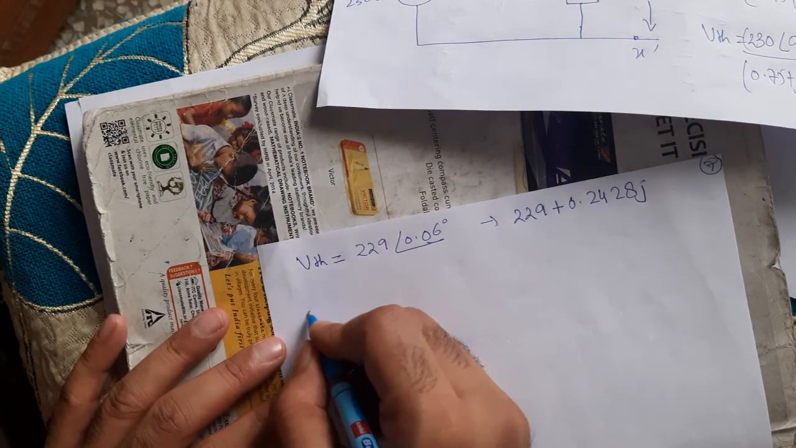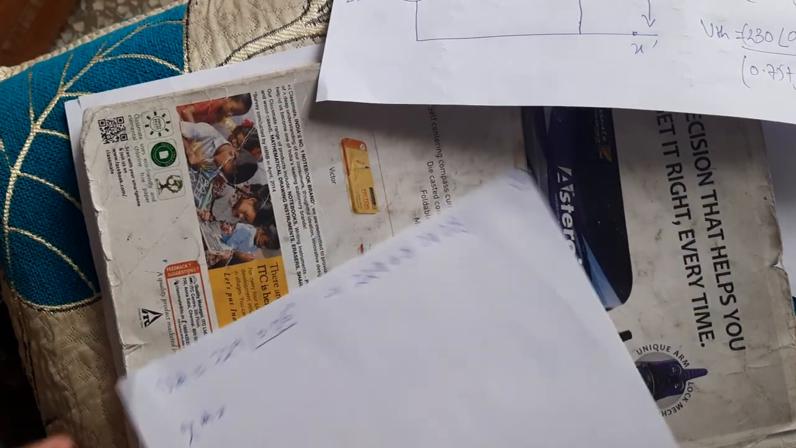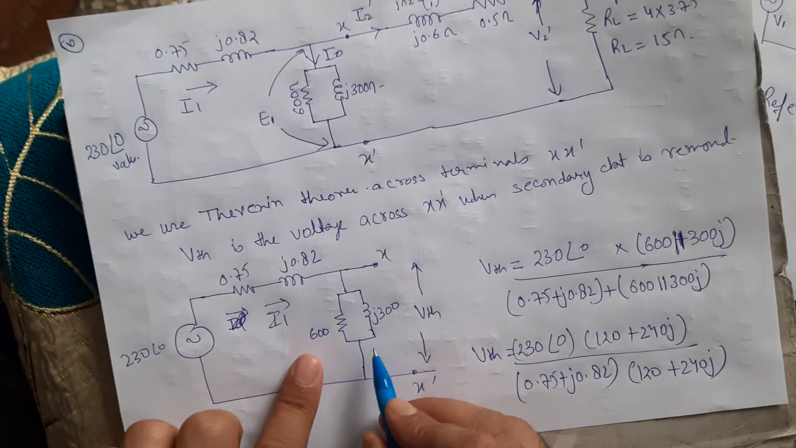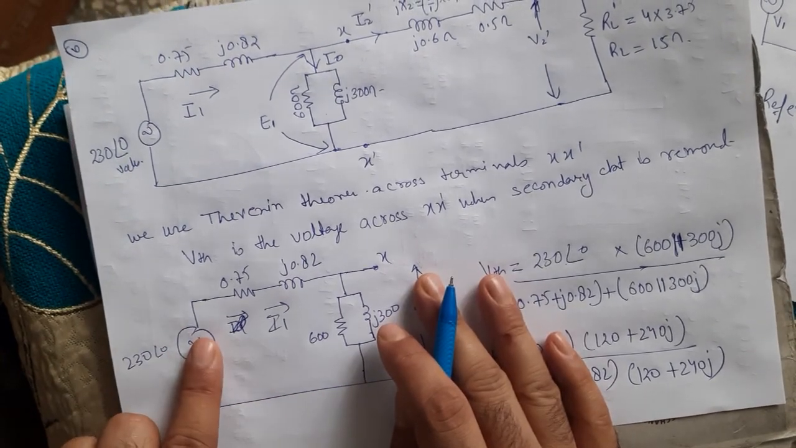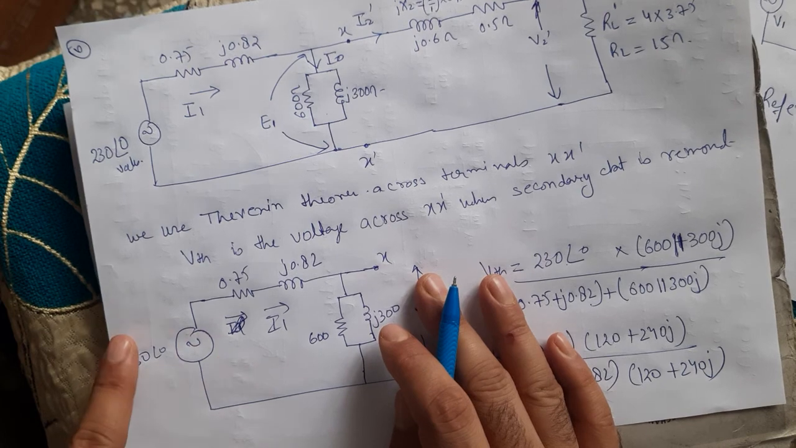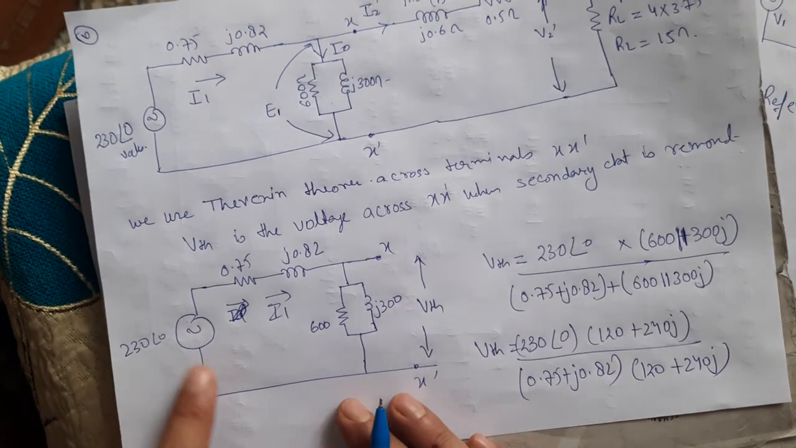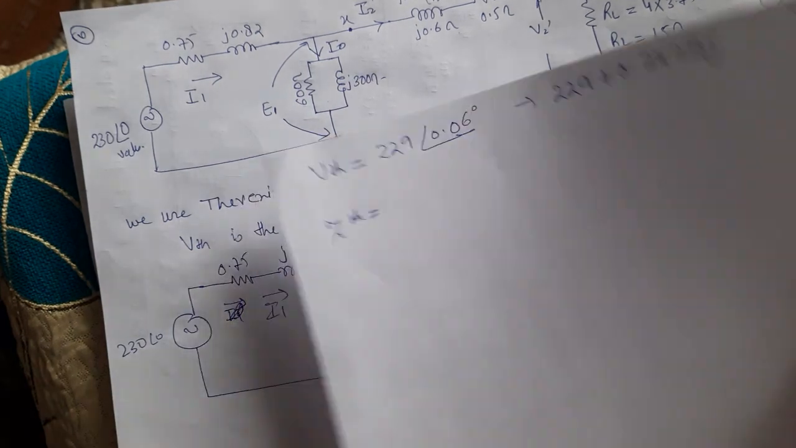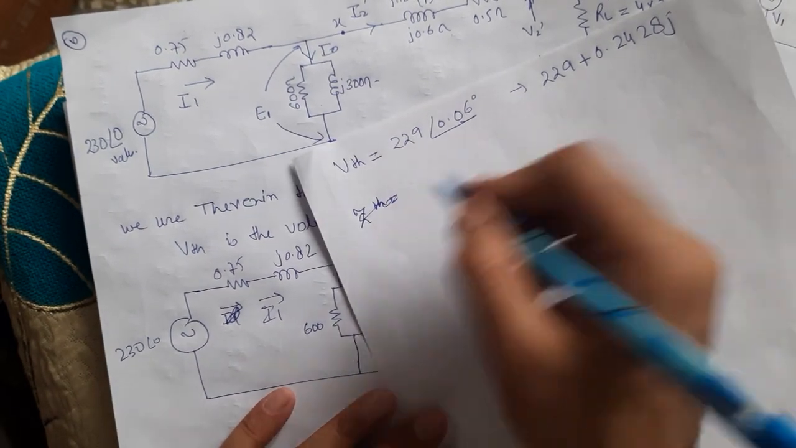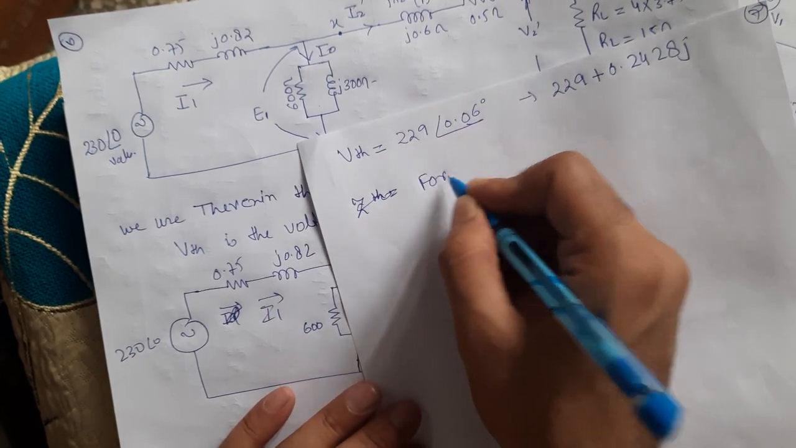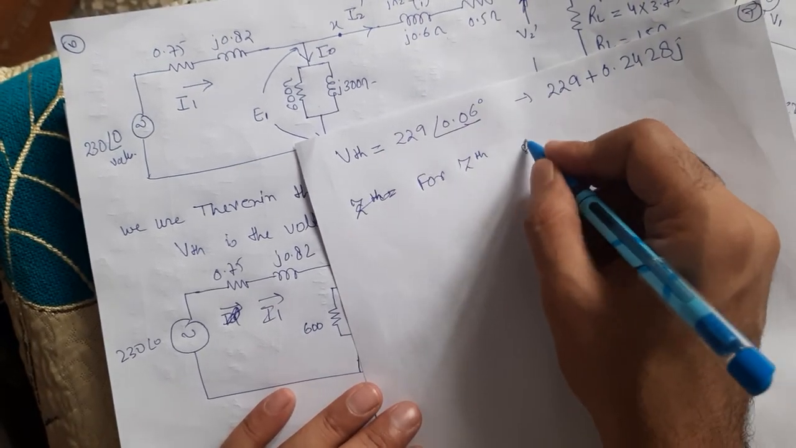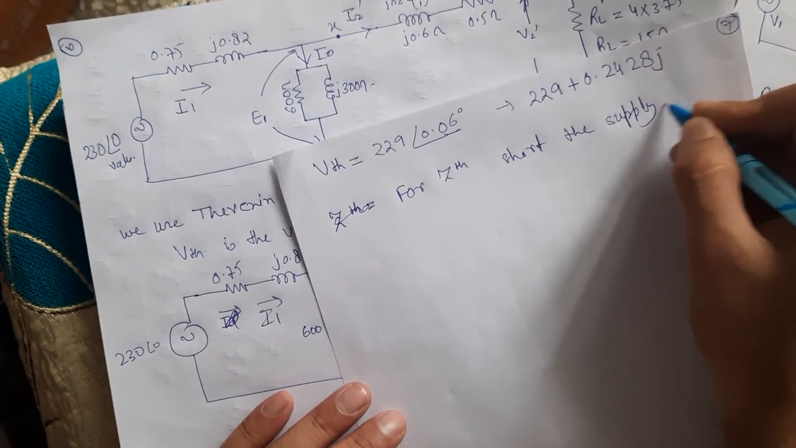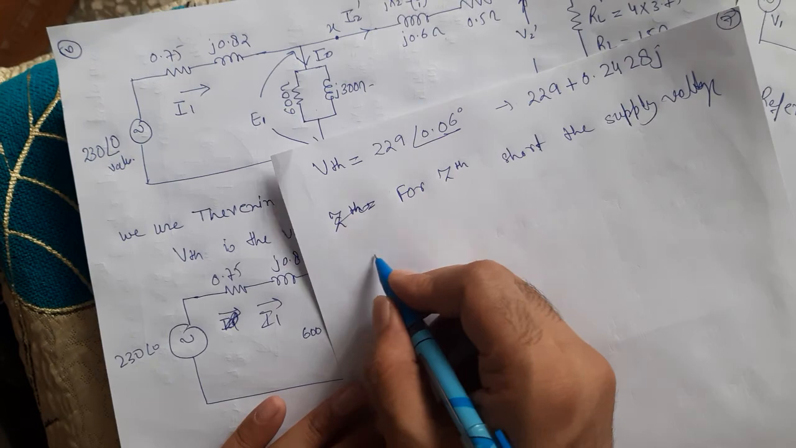Now let us calculate ZTH. What is ZTH here in the circuit? For calculating ZTH, you remove all the voltage and current sources. How will you remove the voltage source? By replacing it with a short circuit. If you replace this voltage source by a short circuit, the circuit will become like this. So for ZTH, I will short the supply voltage, and it will become like this.